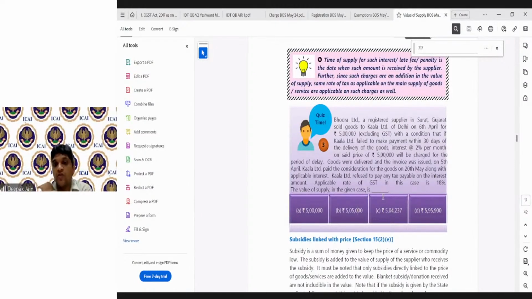And then you have paid on 20th May. So 20th minus 6, I get 14 days. So I can do a calculation of 5 lakh rupees for 14 days, 5 lakh into 2% per month makes it 24%. 24% divided by 365 into 14 days gives me 4,602, but you are getting an answer of 4,237.